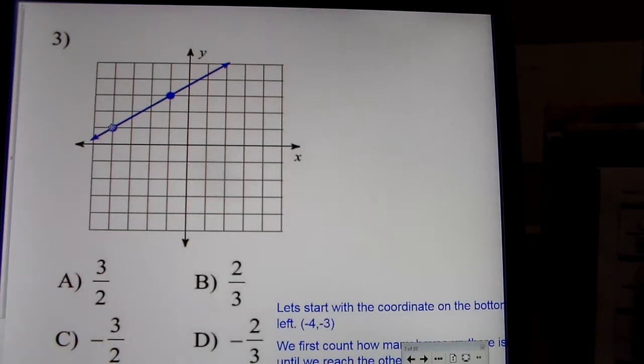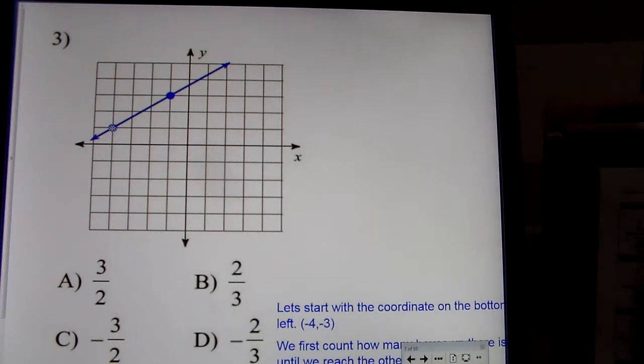So I'm going to start with this coordinate here on the bottom left because I like positive numbers. And I see that this is a positive line because it's going up from left to right. The line is going up, so it's a positive line. So our answer is going to be positive. Let's start with the coordinate -4, +1, AKA this guy right here.